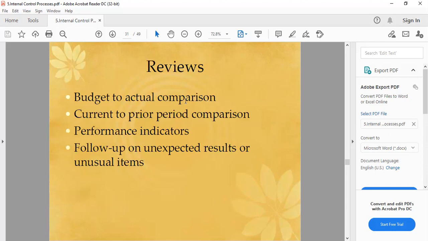Review. So we review our comparisons, or we go over certain comparisons of at least two items, like the budgeted versus the actual, current versus prior period or periods, and the performance indicators. So we're talking here about the profits and losses. And if there are unexpected results or unusual items, we do follow up. Especially again, the case of management by exception, wherein if we go below or beyond the relevant range, it should be the managers who explain.